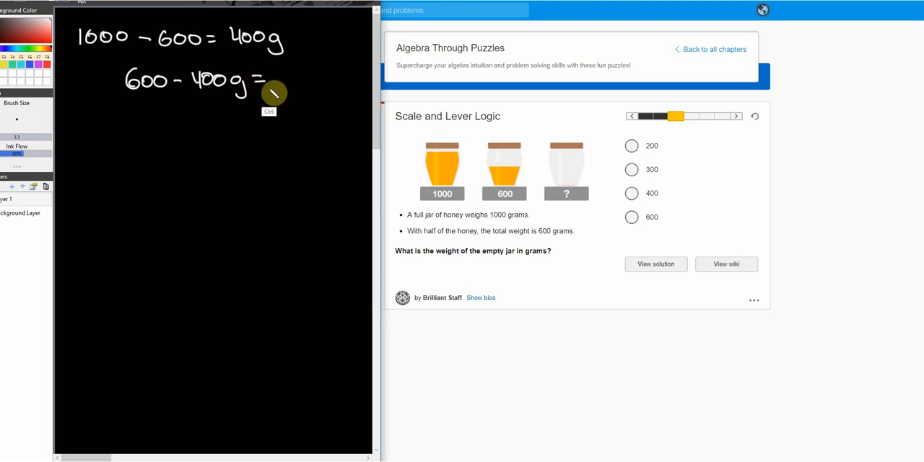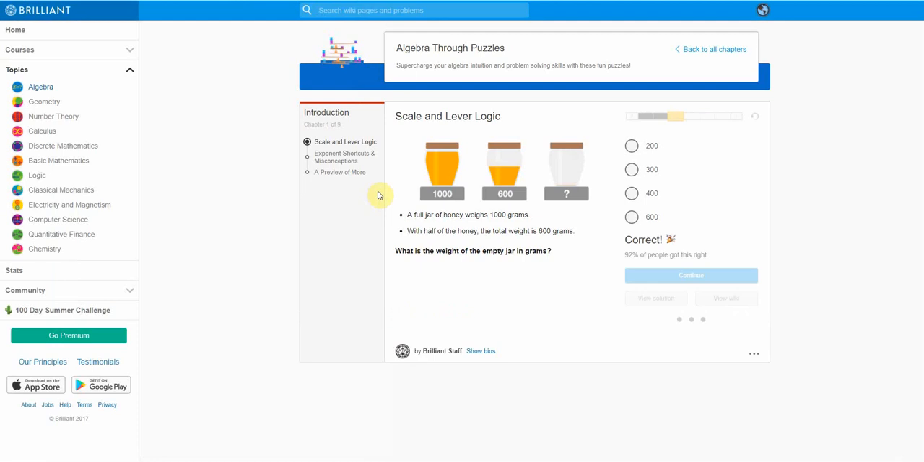600 minus 400 is going to be 200 grams. That's our answer. I should write it a little bit more neatly, I suppose. 200 grams. So that's the answer. That's how much the empty jar weighs. And we got it right.